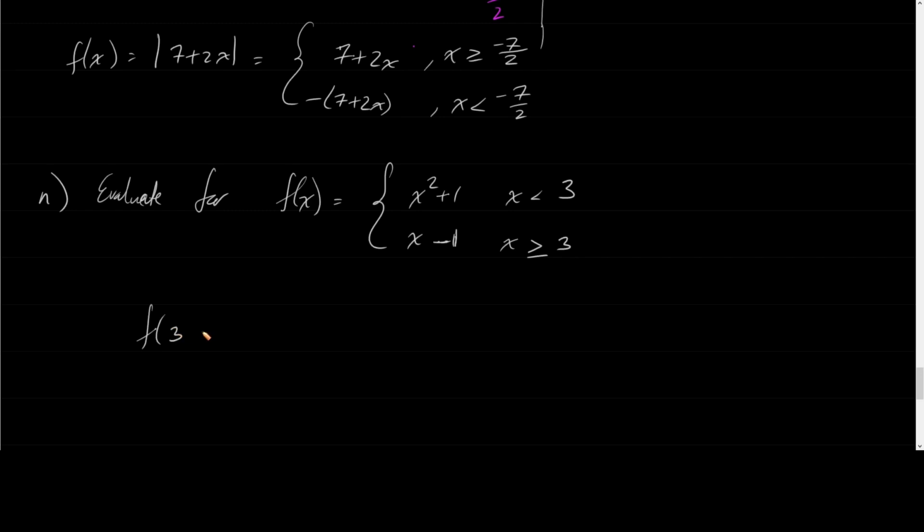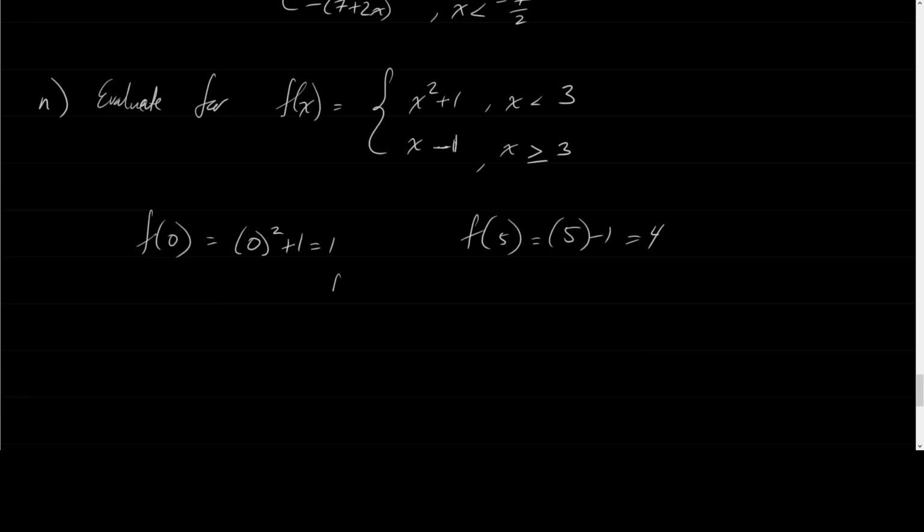Let's start easy. F of 0. Let's evaluate f of 0. Well, where does 0 fit in? In which domain does it fit in? Is 0 less than 3 or greater than or equal to 3? Well, 0 is less than 3, so we're going to use the definition up here, which was x squared plus 1. So that's 0 squared plus 1, which is 1. Cool. If I said f of 5, well, what's that going to be? Is 5 less than 3, or is 5 greater than or equal to 3? Well, 5 is greater than or equal to 3, so we say 5 minus 1, which is 4.